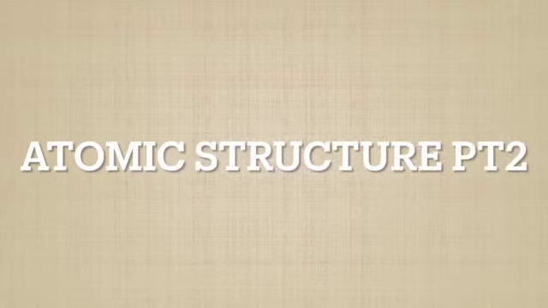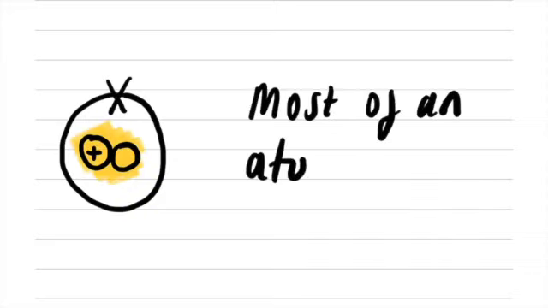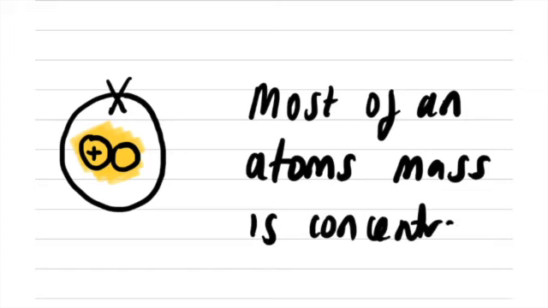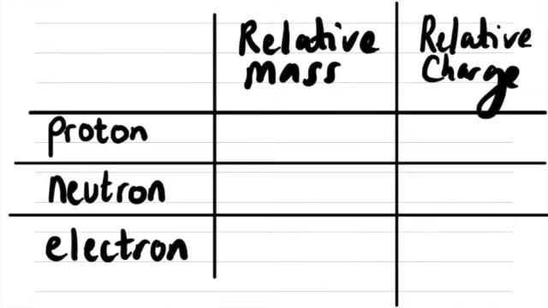Atomic structure part 2 is what we're looking at today. So if we have a look at the atom, most of the atom's mass is found within its nucleus. It's concentrated there. Why is this? It's because the protons and neutrons at the center of the atom have a greater mass than the electron. Their mass is 2,000 times greater than an electron.